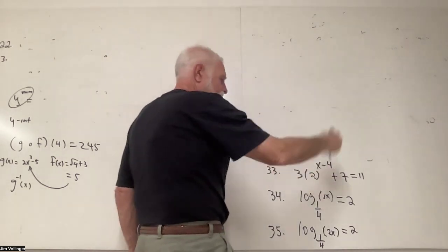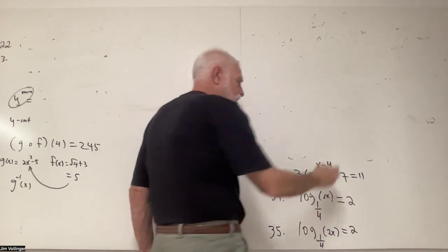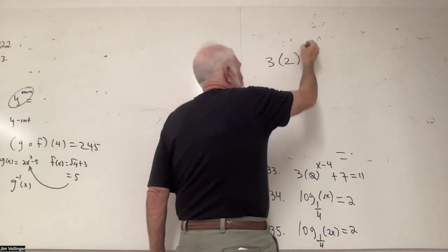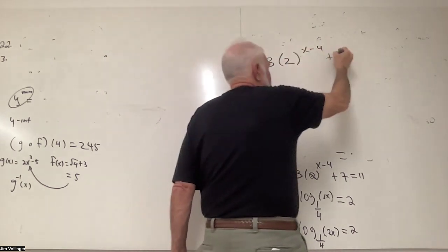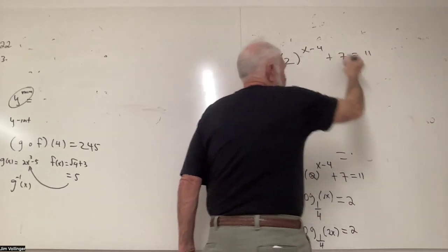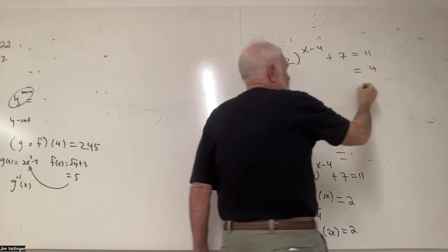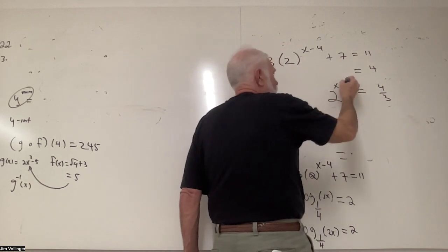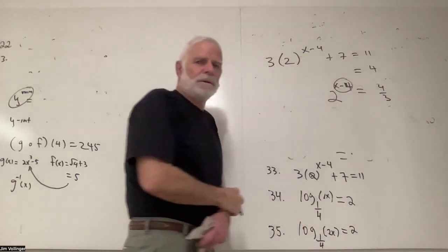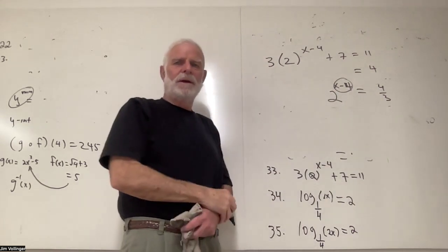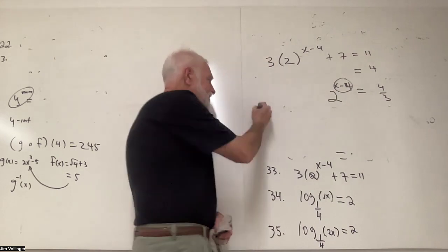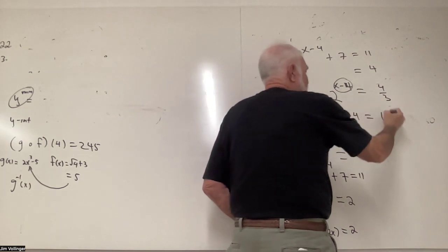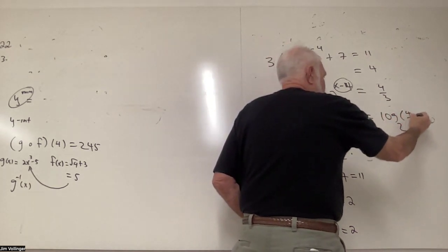All right. Inverse operations, no reason we can't do inverse operations here. Let me write it up here: 3 times 2 to the x minus 4, plus 7, equals 11. I'm going to subtract 7. I'm going to divide by 3. And now I'm at 2 to the x minus 4 equals 4 over 3. I'm looking for the value of an exponent. I wonder if you've heard me say that the first week. I'm looking for the value of an exponent. Yes, that's what logs are all about. So, in order to get that value, I have to use the base 2, of 4 over 3.